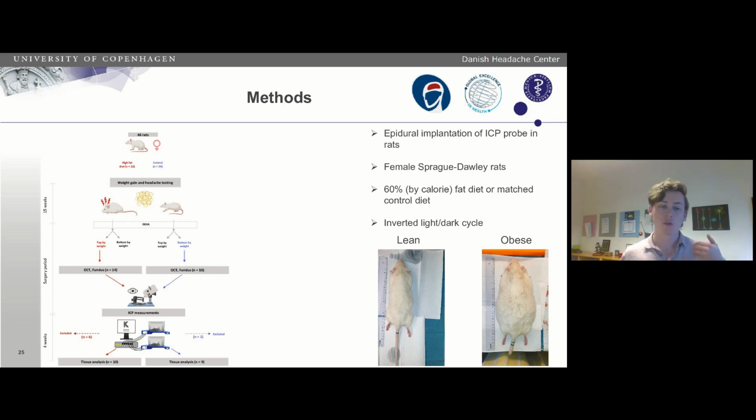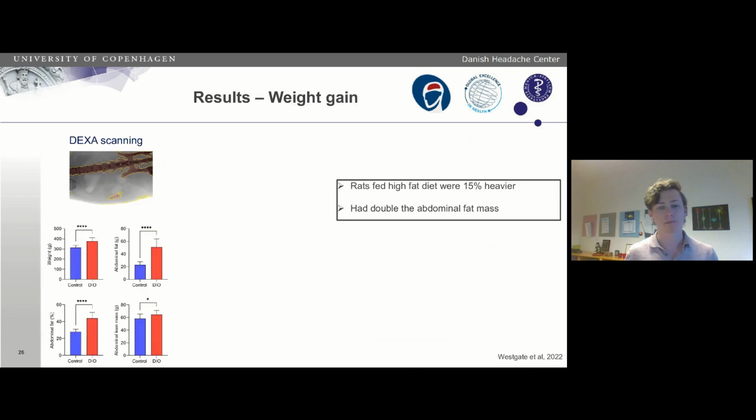So we carried out headache testing during the duration of the weight gain period. We then performed DEXA scans to determine body composition. We scanned the eyes, used optical coherence tomography. Subsequent to this, we then measured the intracranial pressure, where we measured it for 30 days after implantation. So on to the results of this weight gain. Yes, they gained weight. Wasn't a huge amount of weight. We only had a 15% difference in absolute weight.